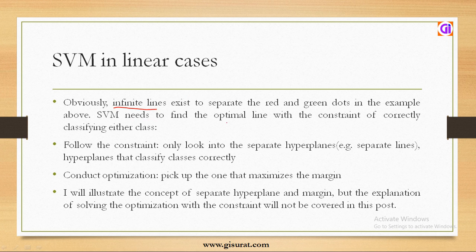So SVM needs to find the optimal line with the constraint of correctly classifying either class. What is the optimal line? Whenever you deal with a line, we have to work with W and B. We have to find the best values of W and B so that the margin width will be the maximum. And we have to care about some constraints. Constraints are the conditions which we have to follow while trying to find W and B. So what was the condition? The condition was y_i (w·x_i + b) ≥ 0.